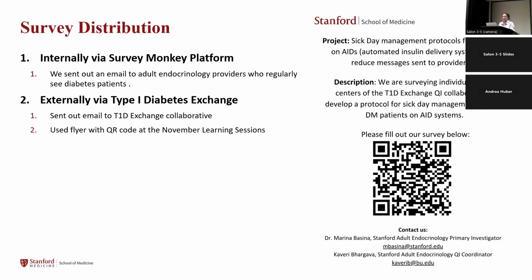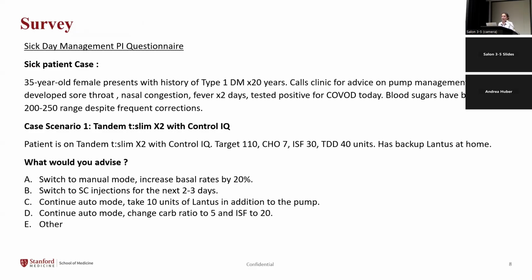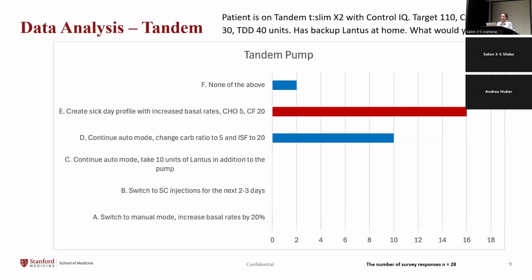35-year-old female that has a history of type 1 diabetes. She has days of congestion and sore throat. She has 2 days of fever. She has tested positive for COVID. And she has blood sugars in the 200 to 250 range.